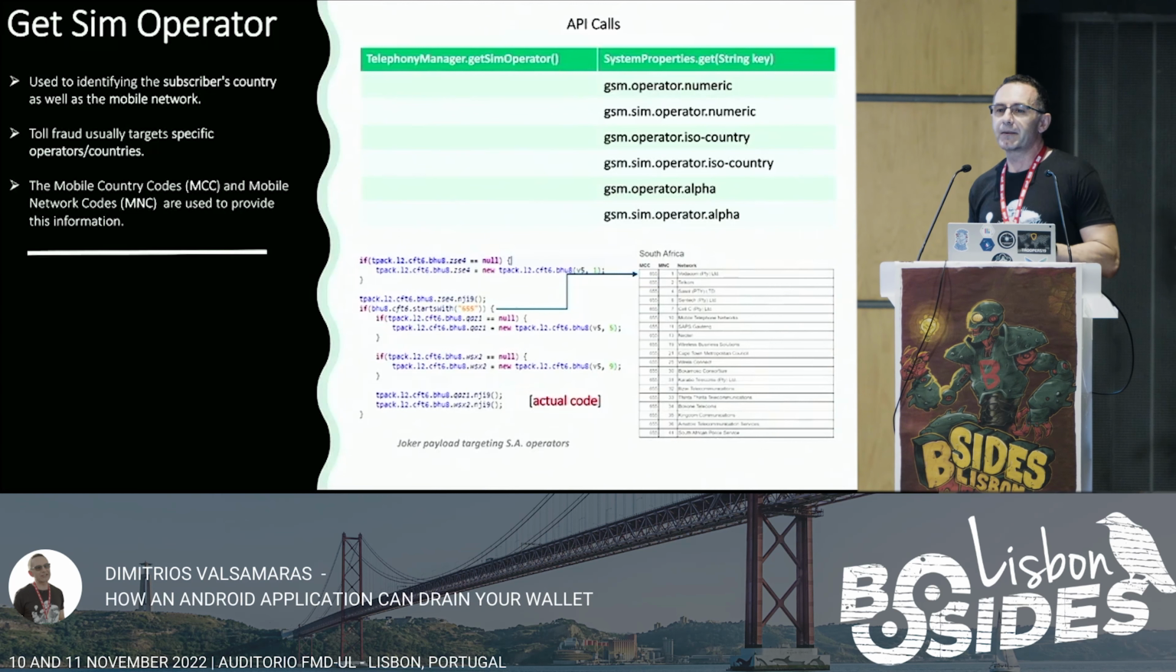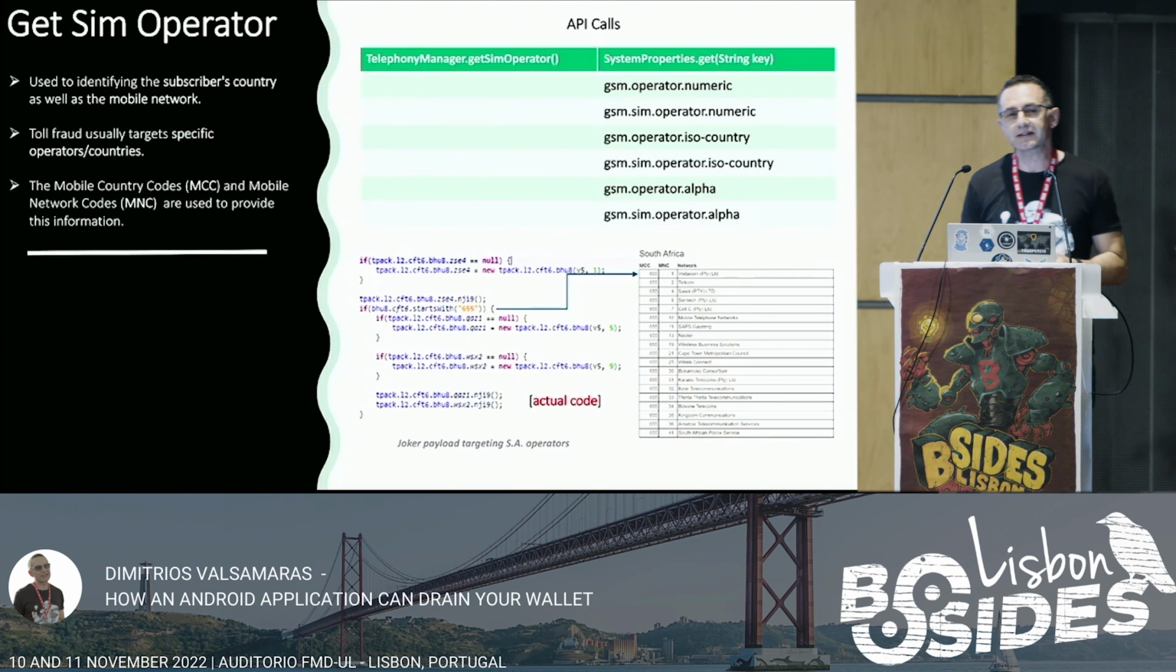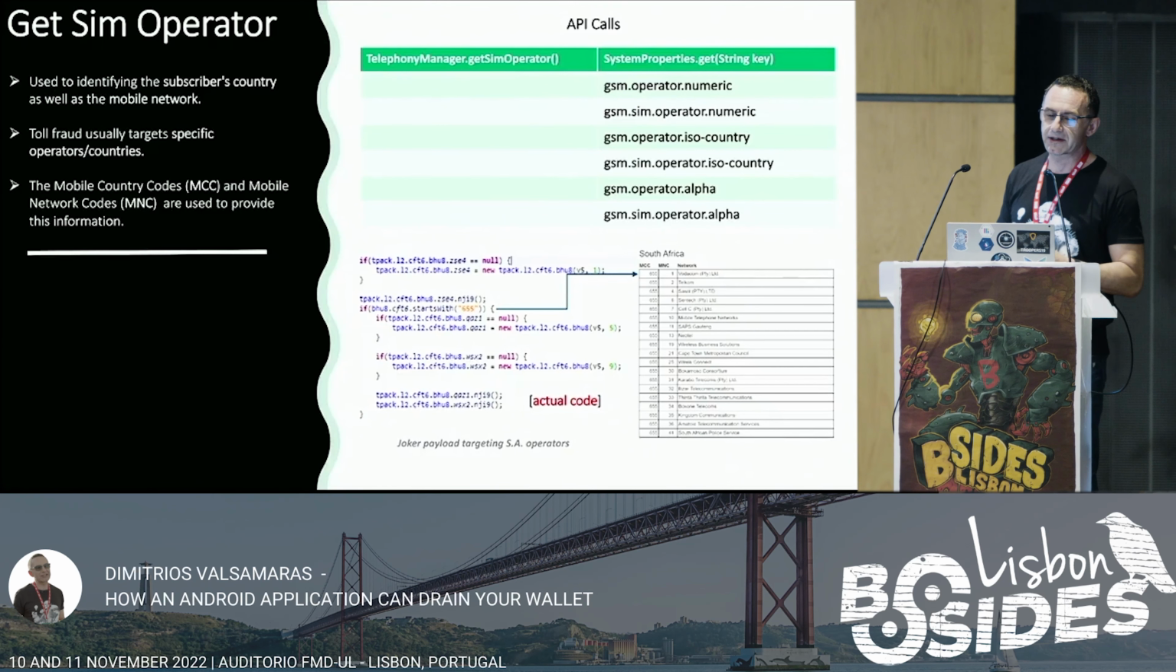One very important step before performing these actions is to identify the SIM operator of the device, the SIM operator on which the device operates. This is due to the fact that each payload, each app, targets specific SIM operators. And as I said before, each SIM operator has a specific flow, so the malware has to take specific steps. This is why they target these specific SIM operators.